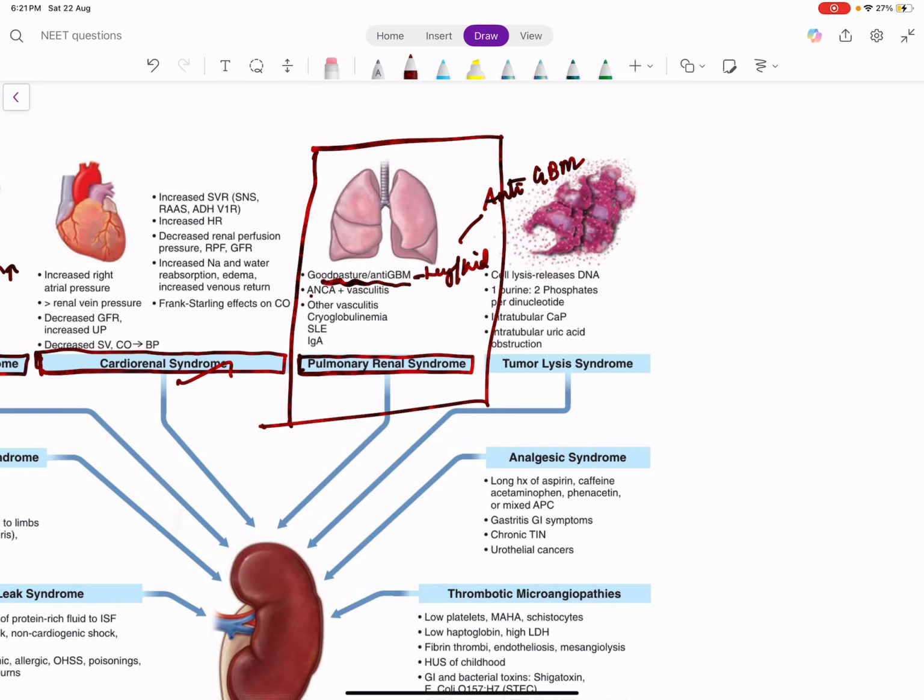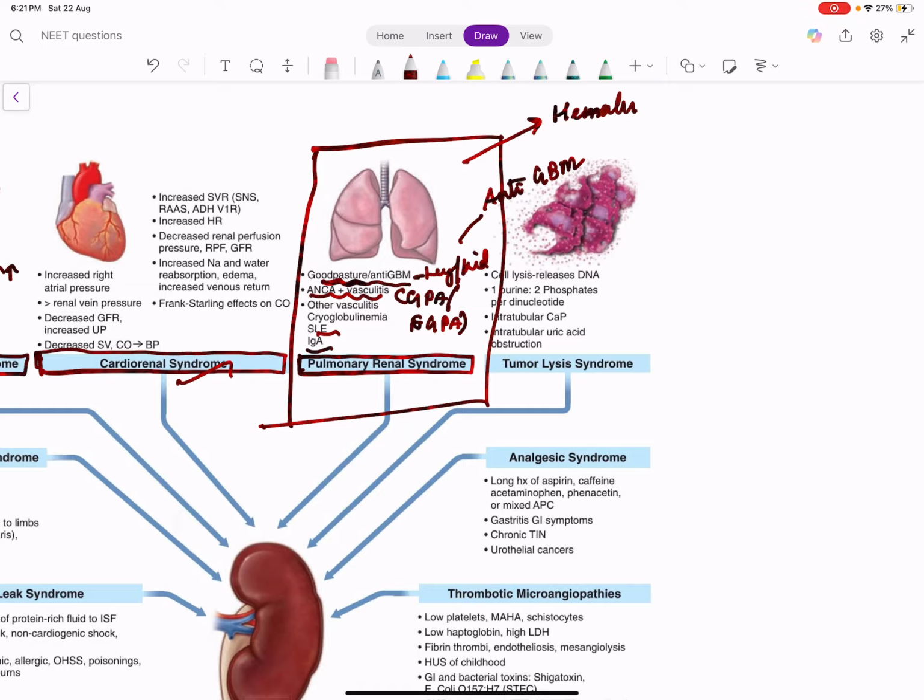Then vasculitis. So we discussed granulomatosis with polyangiitis, that is Wegener's granulomatosis, or eosinophilic granulomatosis with polyangiitis. In this also lungs are affected, kidney is affected. Plus SLE or IgA, these conditions are also affecting the lungs and kidney. So how will you recognize this?